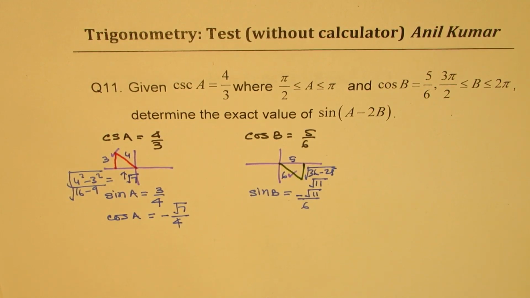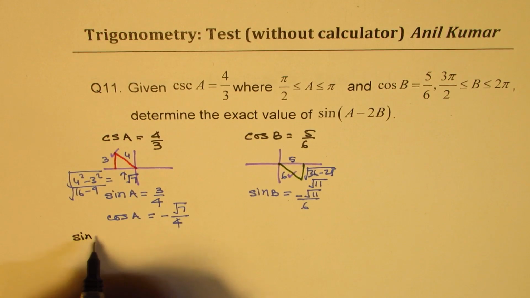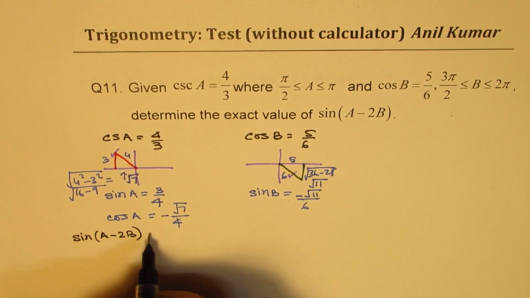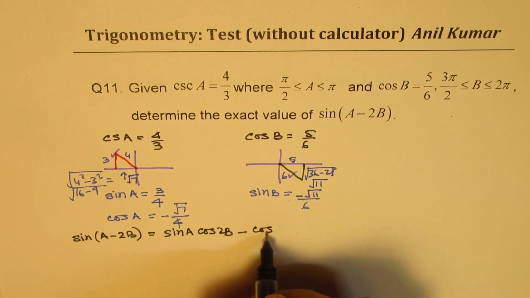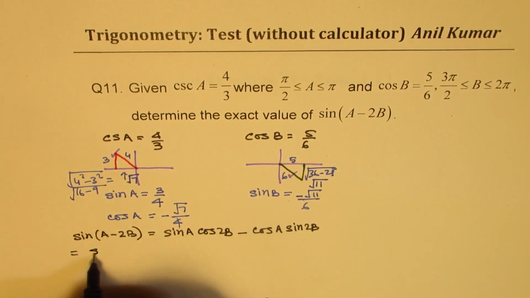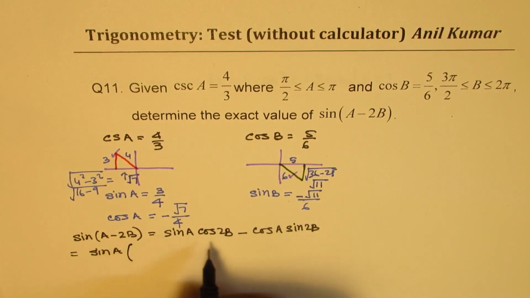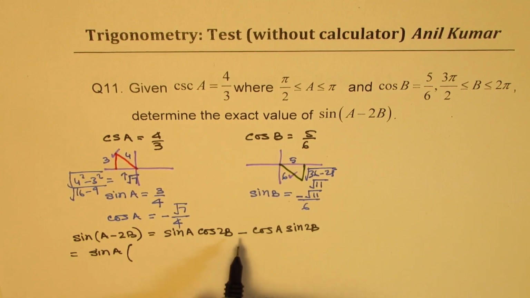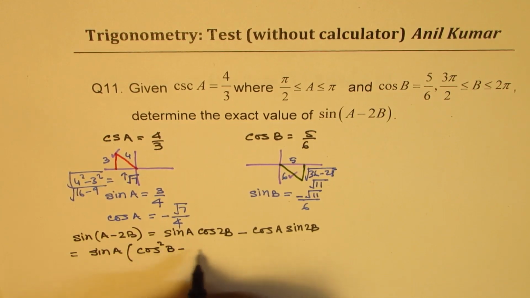Now, let's find the expression, which is sine (A minus 2B). So when I say we have to work for sine (A minus 2B), that means sine A cos 2B minus cos A sine 2B. Now we can write these double angles in single angles, right? Cos 2B could be written as cos squared B minus sine squared B. So that is one way of writing. Okay, so let's write this: cos 2B as cos squared B minus sine squared B.